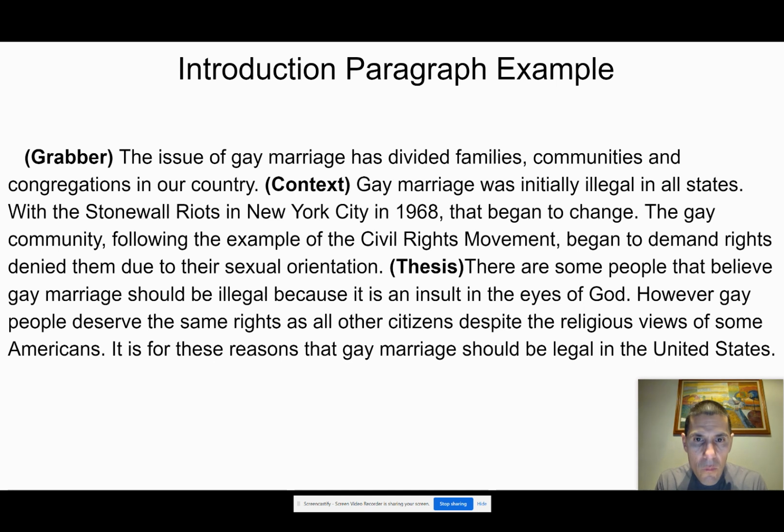Now we get to my thesis formula. There are some people that believe gay marriage should be illegal because it is an insult in the eyes of God. However, gay people deserve the same rights as all other citizens, despite the religious views of some Americans. It is for these reasons that gay marriage should be illegal in the United States.